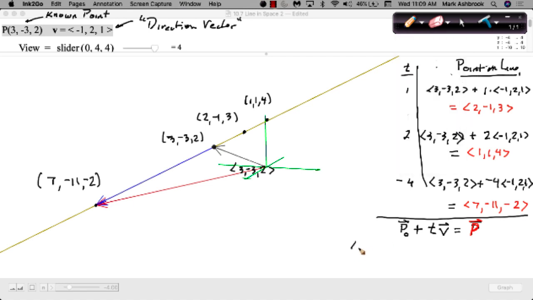So P naught is x naught, y naught, z naught, and is that fixed or varying components? Fixed, that's our known point. All right, plus t. t is fixed or varying? t varies, right? V, we'll call it a, b, c, is the direction vector of the line. Is it fixed or varying? Fixed. And then, when you do that addition, like we've done every time, we get point x, y, z. Are these components of this vector P fixed or varying? Vary, right? So we have our known point and a direction. Those are fixed. We vary t. We scale that direction vector, and we get all the various points on the line.